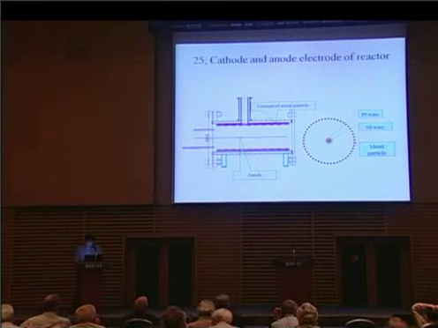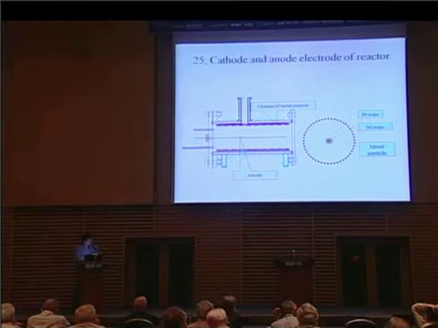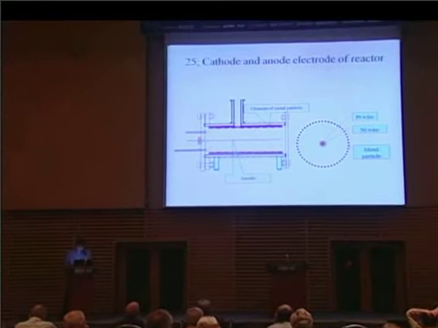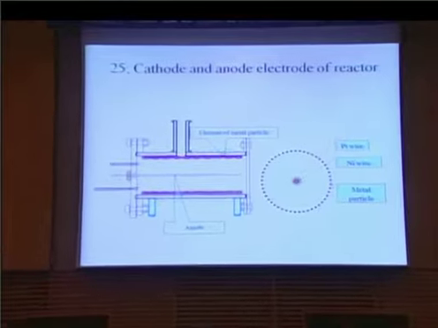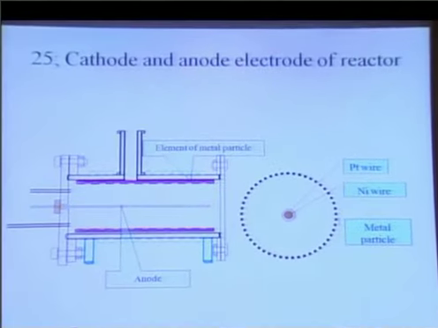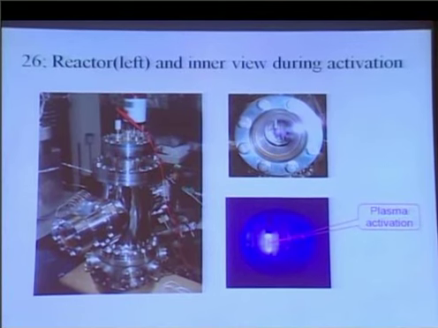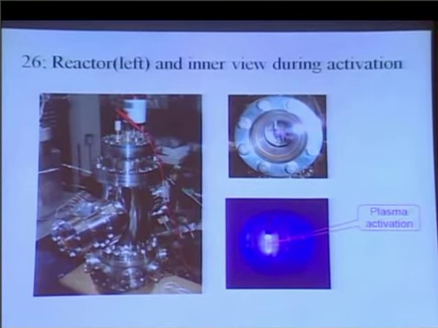The reactor was divided into three parts: container, cathode, and anode. These electrodes were used for the activation process of the material. The cathode electrode is composed of nickel metal particles. This photo shows the reactor window and the electrode during the activation process by plasma discharge.